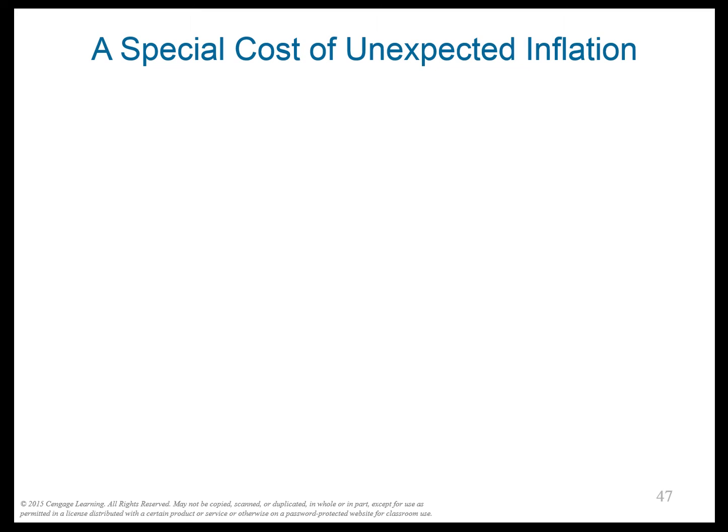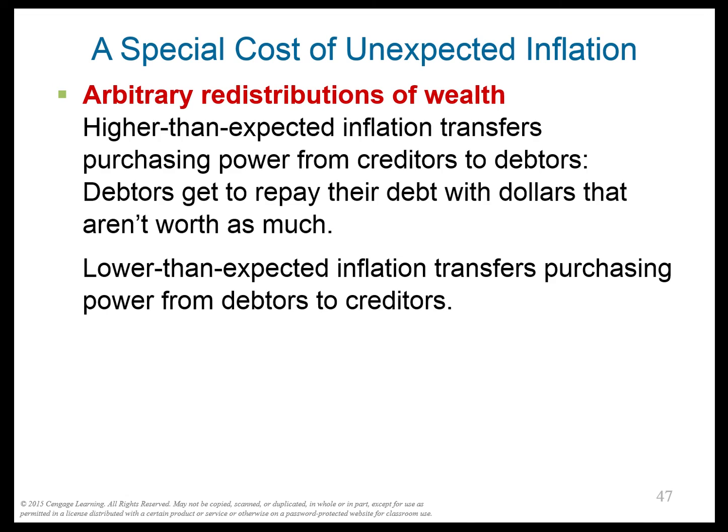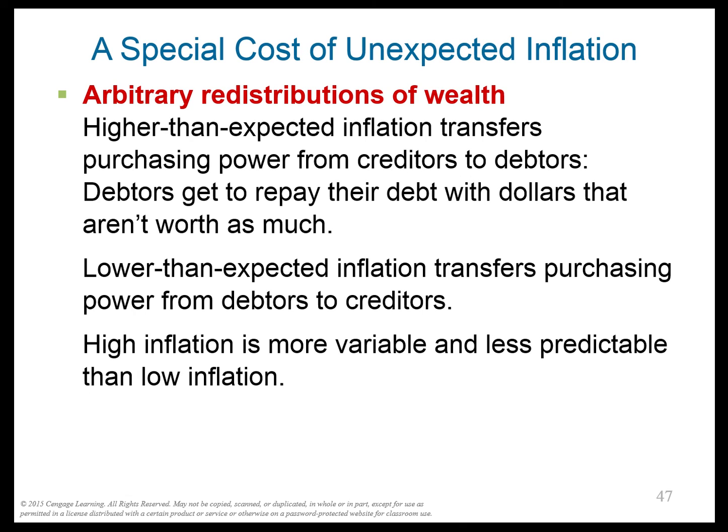Okay, and so here's another cost of unexpected inflation: arbitrary redistributions of wealth. In other words, if you have a loan and you've borrowed money from someone, and inflation makes the price level go up in the future, you get to repay the debt with dollars that aren't worth as much. So that's better for you. But if inflation is actually lower than expected, then it's worse for the borrowers and better for the lenders, who we also call creditors. When you have high inflation, you might have really variable and less predictable trends. If you stick with low inflation, it's easier to guess, and so you don't have these arbitrary redistributions of wealth.